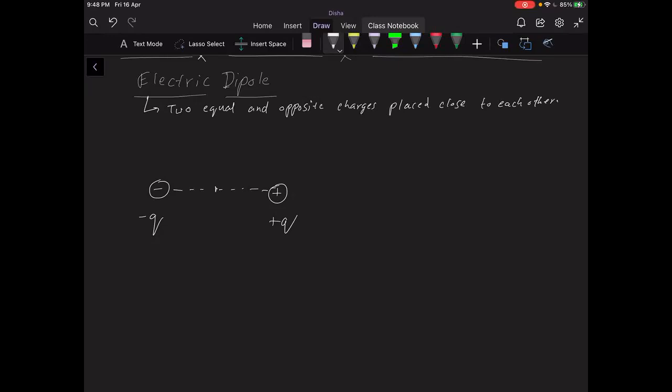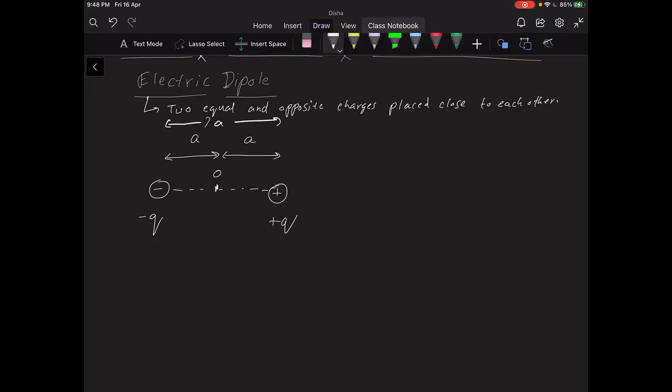And what else can we say? We can say that the distance between them is either shown by d, the whole distance, or another notation which is very popular: you take the center of the dipole, O, and say that the charges are at A and A. So total distance being 2A. One charge is A distance from the center, the other one is also A distance from the center. Total distance in that case becomes 2A.